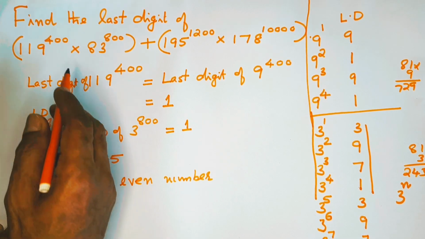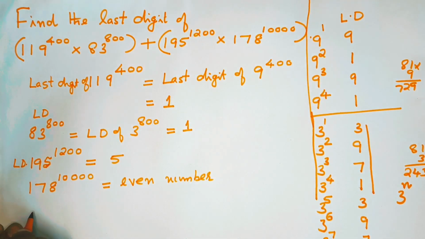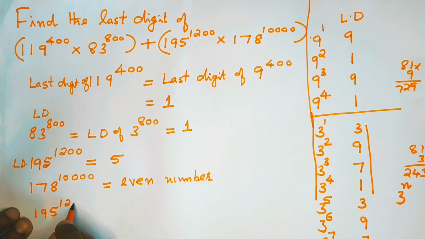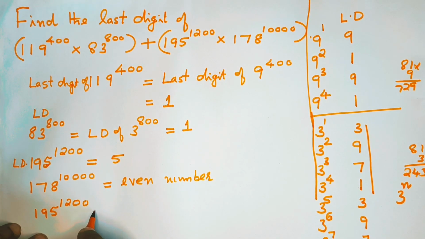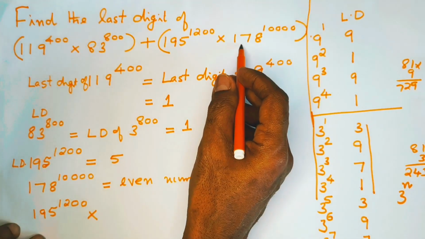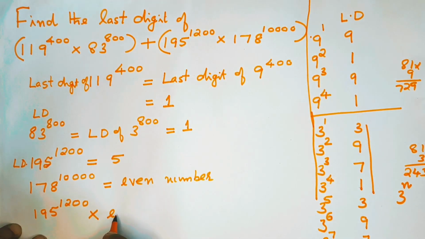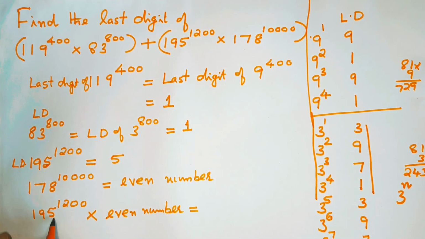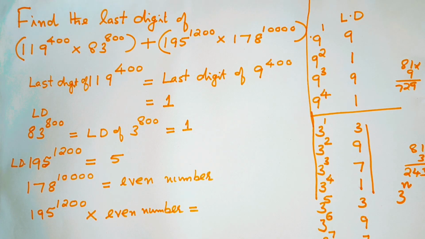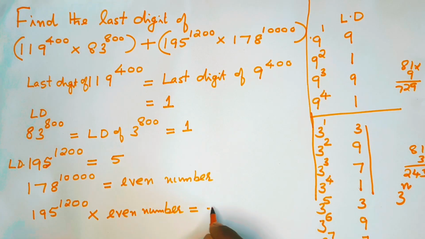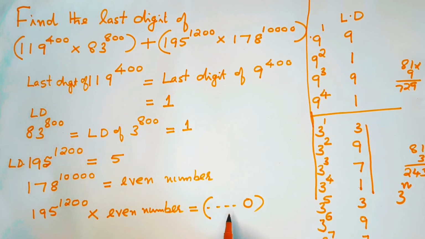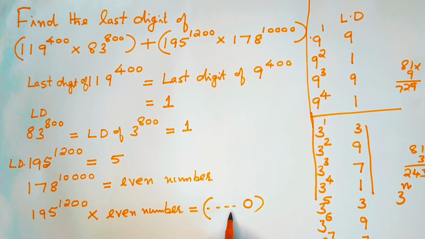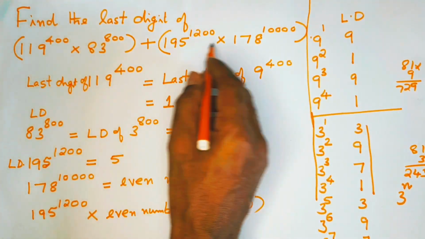Now, we will take the last two terms. You look at this, 195 to the power of 1200, multiplied by, this is an even number. So I'm just writing an even number. This, as I showed you before, will have 5 being the last digit, and you're multiplying a number ending in 5 with an even number. So what would be the last digit? That's going to be 0. So you can write it like this. There will be hundreds of thousands of digits to the left of it, but the last number is going to be 0 for the last two terms.